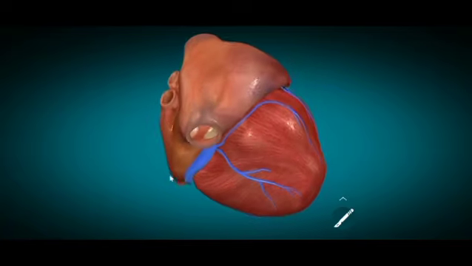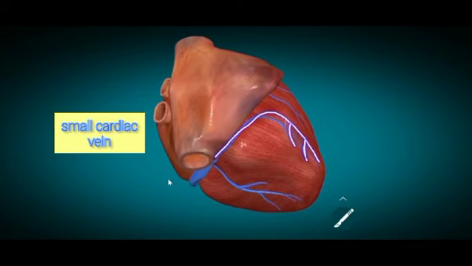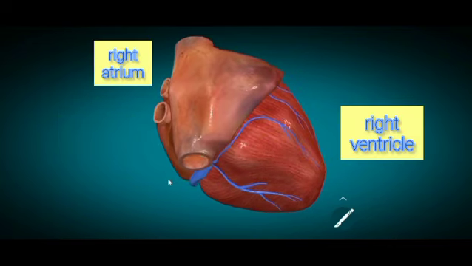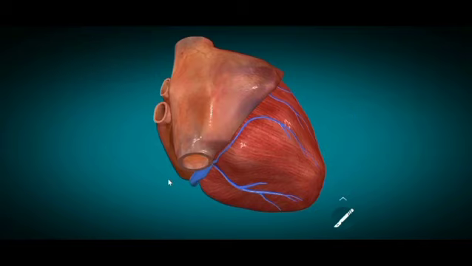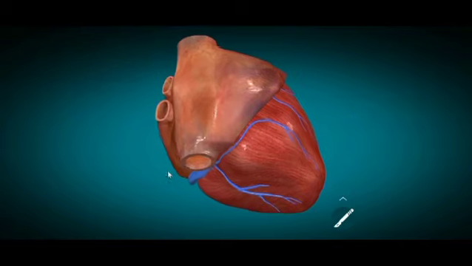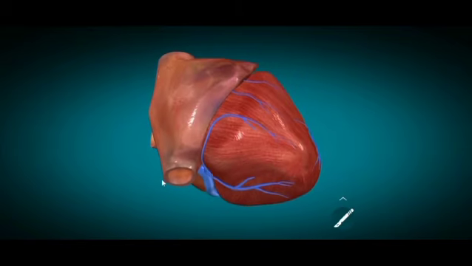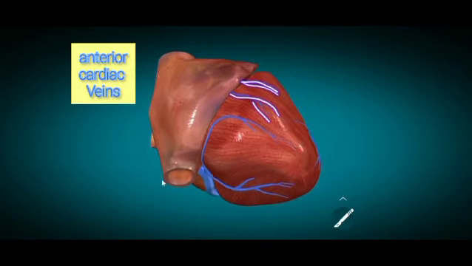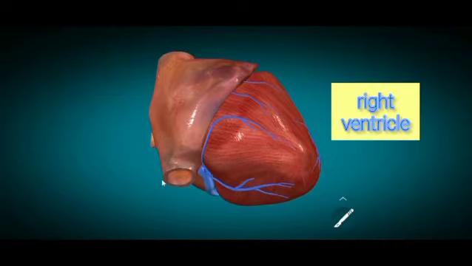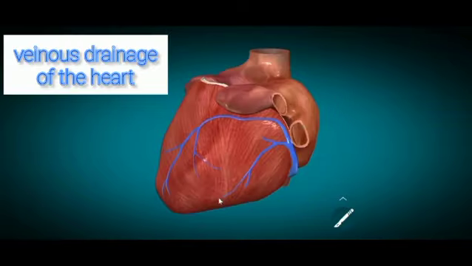And then we've got the small cardiac vein that's very little, and on the right side of the heart it runs between the right atrium and the right ventricle and drains into the coronary sinus. And just like superiorly, then we've got these anterior cardiac veins. These veins drain the anterior portion of the right ventricle. So that's all about the venous drainage of the heart.